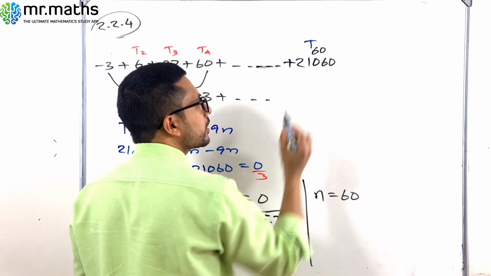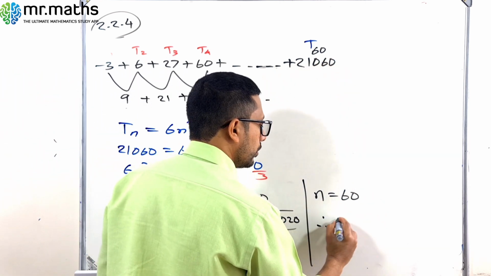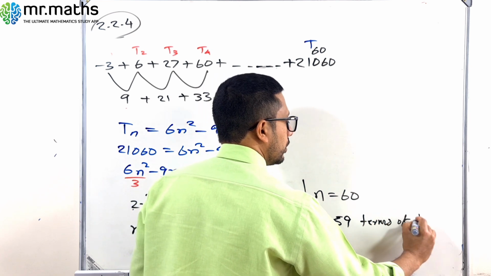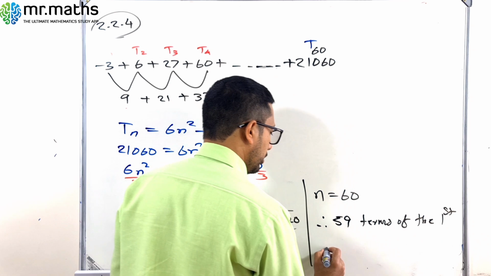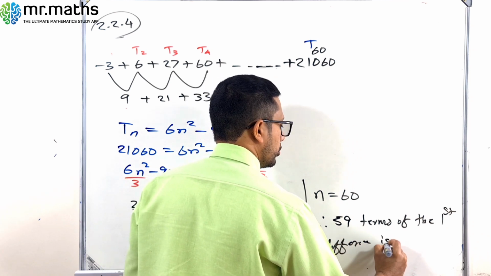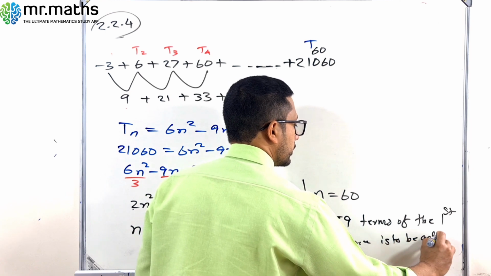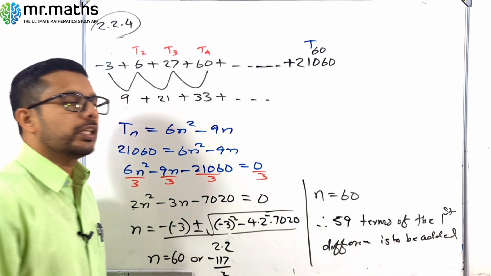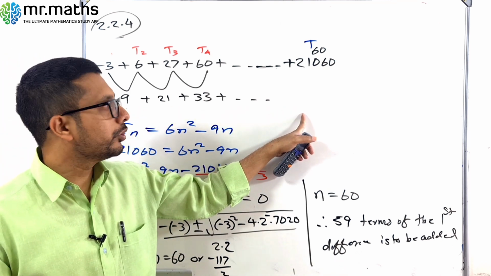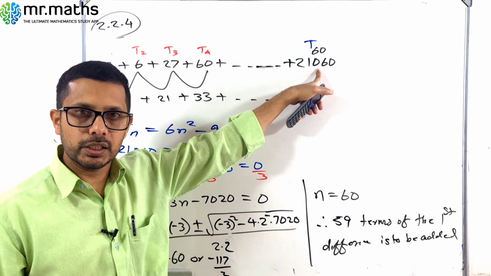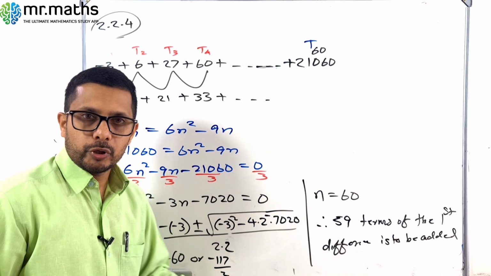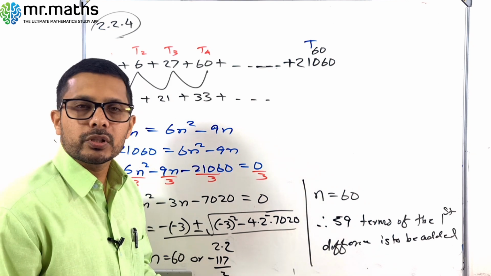So similarly, to get the 60th term, 59 terms of the first difference have to be added. There are 59 terms you have to add to get this 21,060. Okay, I hope you understand that one. So that is question number 2.2.4. Now let's move to the next question, 3.1.